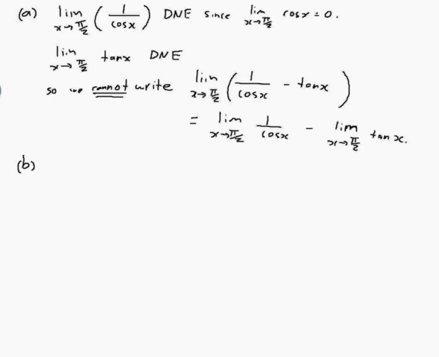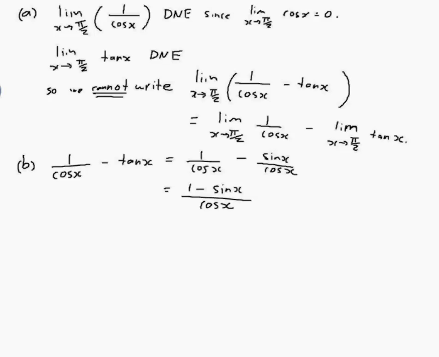So now let's do part B. It says to bring the expression to a common denominator. Well, let's see. 1 on cos x minus tan x needs to be brought to a common denominator. So 1 on cos x minus, well, tan x is sine x on cos x. And now it's over a common denominator, so that's 1 minus sine x on cos x.